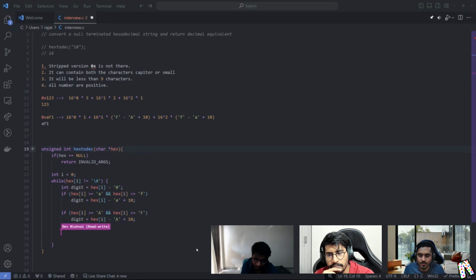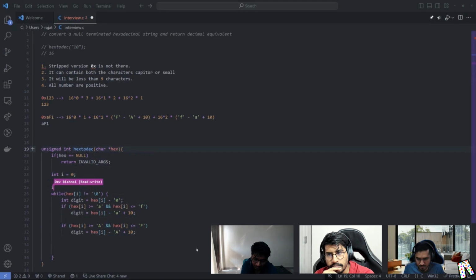Okay, so what I can do here is, let's say I have a number as an int. Let's say this is a decimal number after conversion to decimal. So what I can do is, depending on the power of 16, 16 to the power 0, then 16 to the power 1.